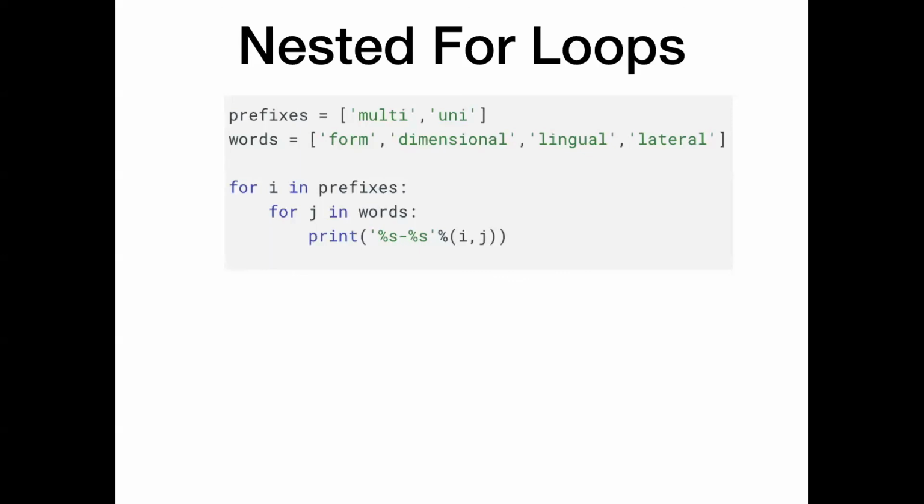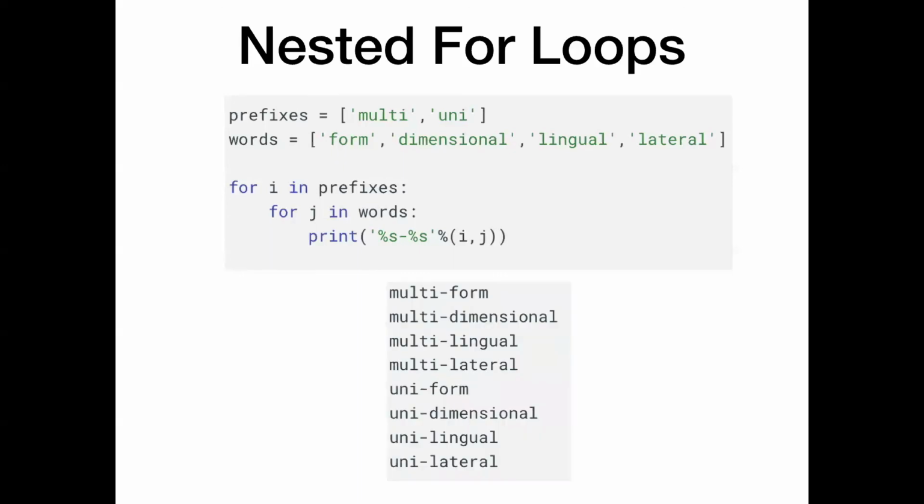The way it works is that it executes the inner loop completely before it increments i. So what this means is that it's going to go multiform, multidimensional, multilingual, multilateral, and then it will update the loop outside and set i equals uni, and then it will do uniform, unidimensional, unilingual, unilateral. Is this clear?